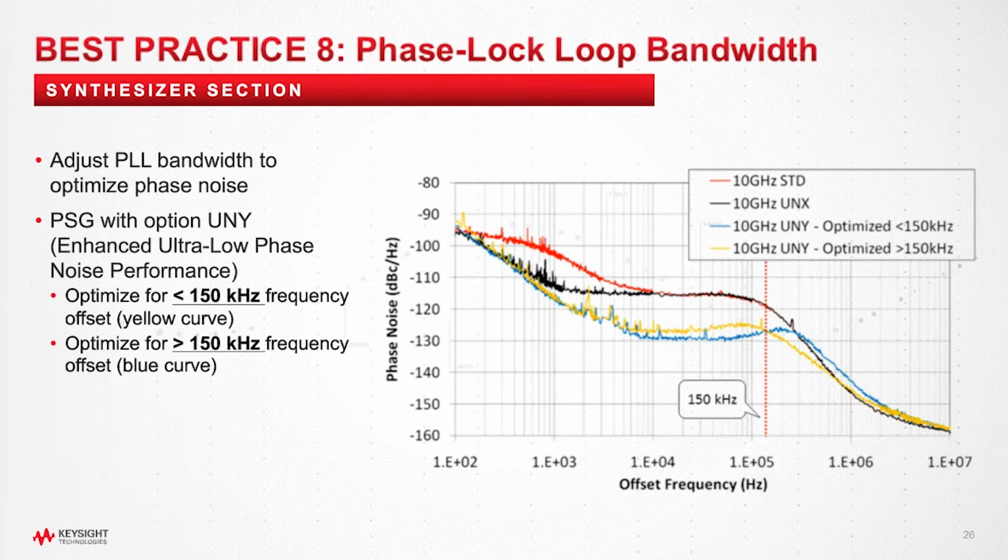Best practice number 8, phase-locked loop bandwidth. In the synthesizer section, you can set the phase-locked loop bandwidth to optimize phase noise above or below 150 kHz on Keysight PSG signal generators, as shown in the figure. The light blue curve is optimized below 150 kHz frequency offset, and the yellow curve is optimized above 150 kHz. Evaluate your application to choose the appropriate phase noise setting for the wider offset frequencies.